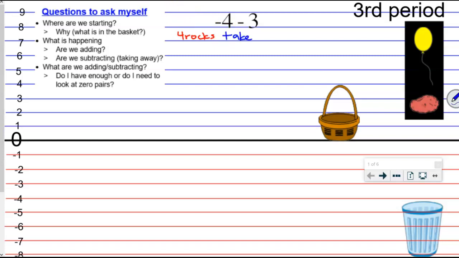If all I have is rocks, how am I going to be able to take away those balloons? We have to turn into Dora, right? Oh no, we don't have enough balloons, so we have to look at our 0 pairs. But the key thing is, when I take away balloons from this basket, what's happening? Yeah, the basket is going to go down.